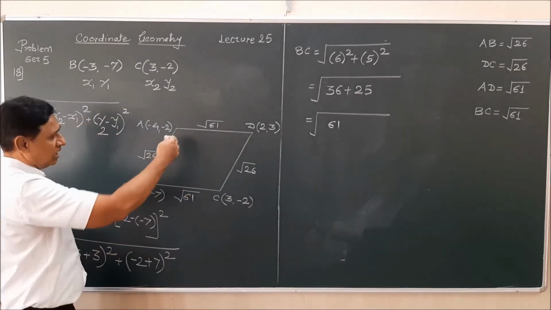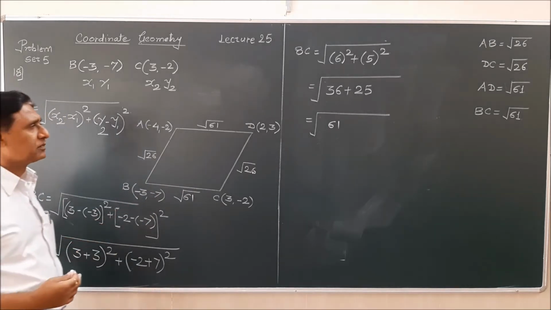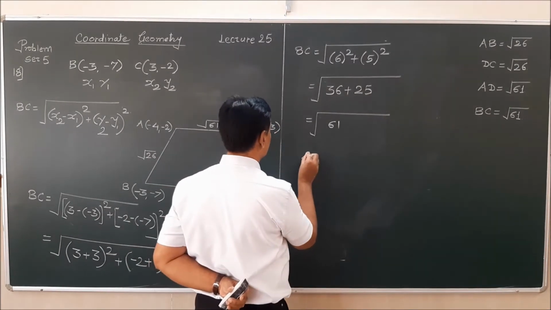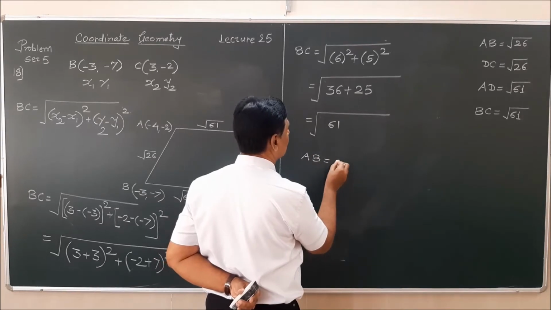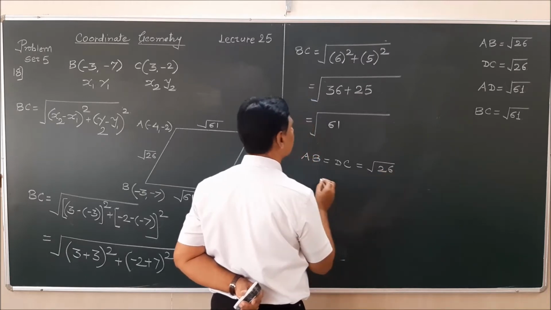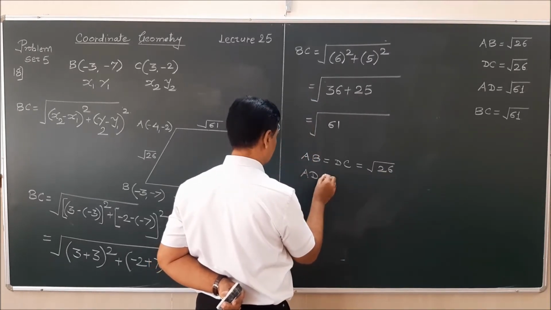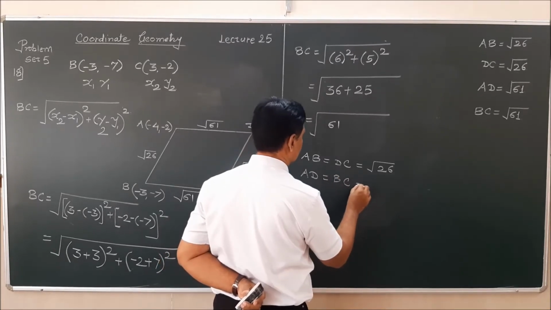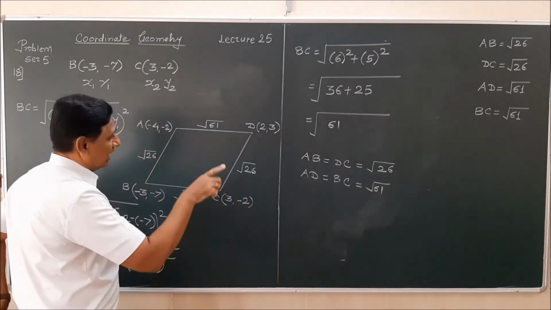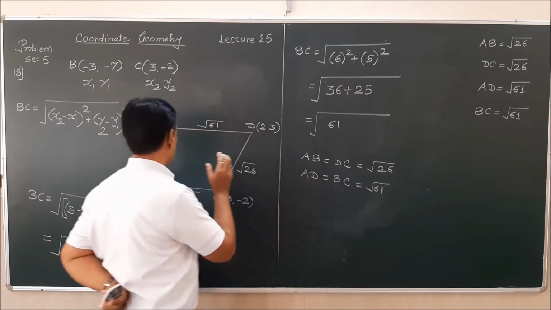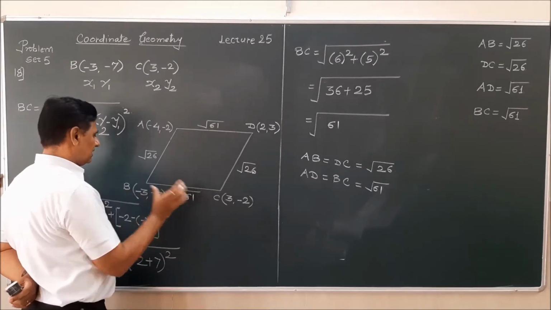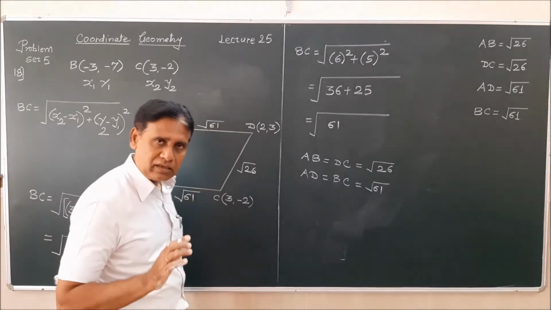So this is how, students, you will notice a very important thing, that I have got opposite sides congruent. So I'll say first of all, result: AB is equal to DC, that is equal to root 26. AD is equal to BC, that is equal to root 61.